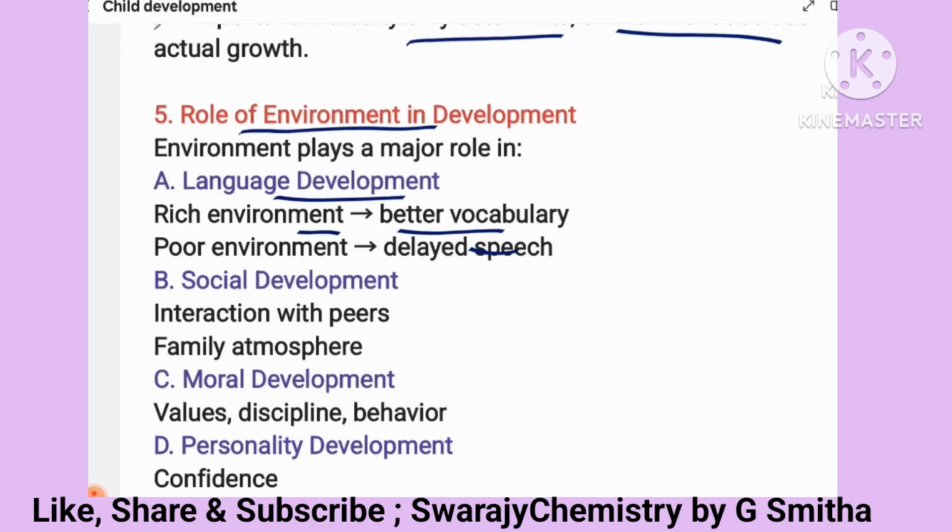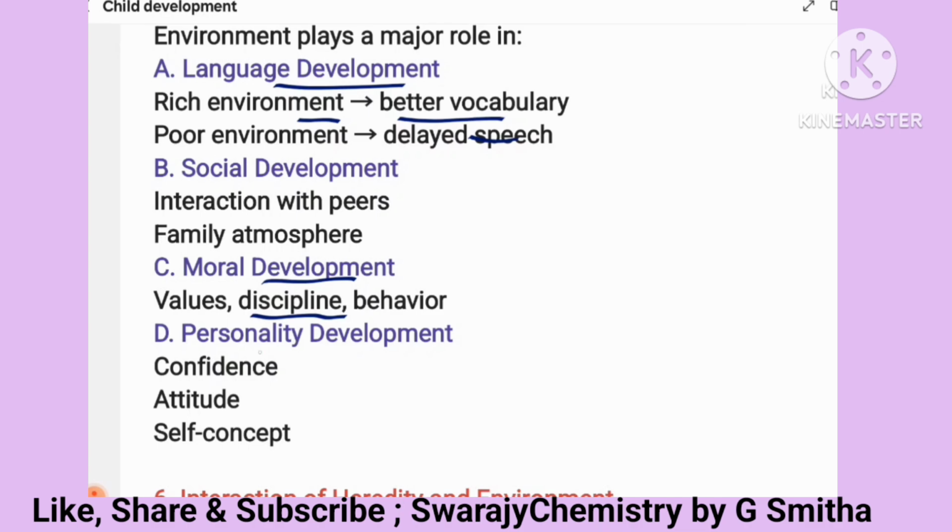The second one is social development. Environment strongly affects social development through interactions with peers and family atmosphere. A supportive environment leads to confidence, cooperation, and social skills. The third one is moral development. Environment plays a key role in moral development such as values, discipline, and behavior. So children learn right and wrong from family, school and society.